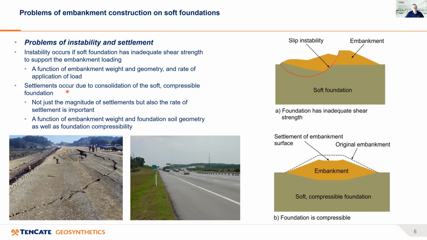The second type of problem is settlements. And these occur due to the consolidation of the soft compressible foundation. And what's particularly the problem is when these settlements occur over a relatively short distance. For example, what's shown in the middle photograph here at the bottom. You can see the settlement here is occurring at a short distance, and this can create trafficking problems. Whereas if the settlement was nice and uniform over a long length, you probably wouldn't notice the difference.